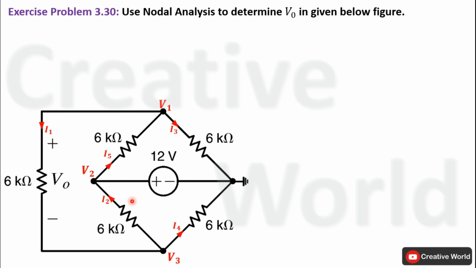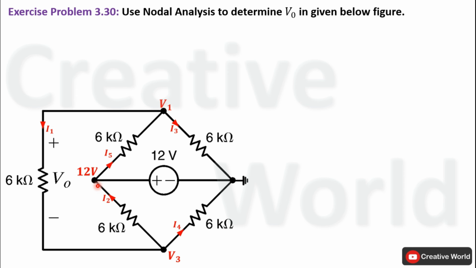Before we proceed further, if we observe, this node voltage is given in the form of a voltage source. This voltage source is connected between this node and reference or ground node. So whatever the value of voltage source will be, same voltage will appear on this node as well. And because this node is connected with positive terminal of this voltage source, positive 12 volt will appear on this node. So we can replace V2 with its value, that is 12 volt.